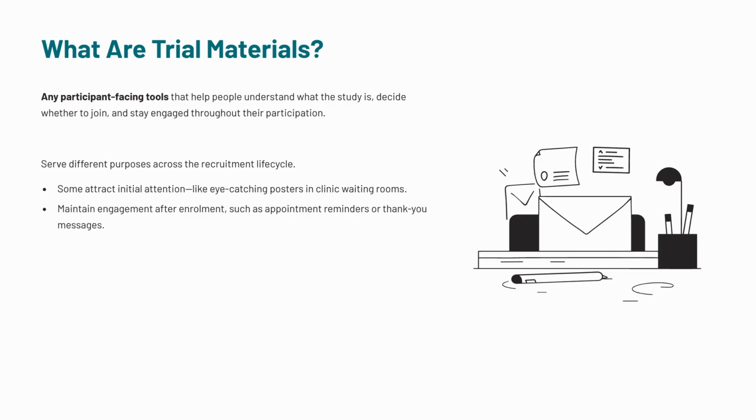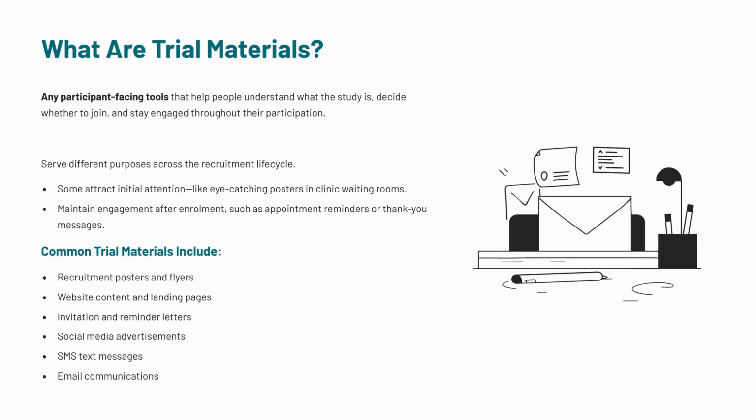First, what do we mean by trial materials? For this module, these refer to any participant-facing materials that might help people understand what the study is, decide whether to join, and stay engaged if they do. These materials serve different purposes across the recruitment lifecycle. Some materials attract attention, like recruitment posters, while others help maintain engagement, like visit reminders. Other examples might include flyers, website content or landing pages, invitation and reminder letters, social media ads, SMS text messages, emails, and so on.